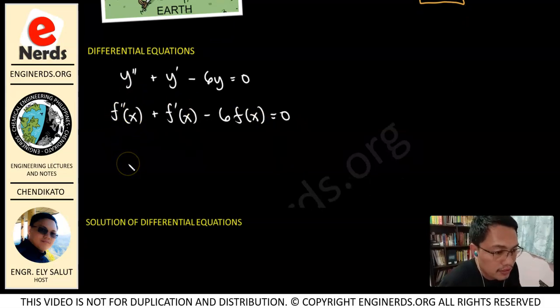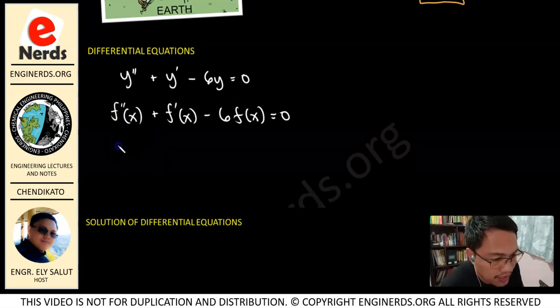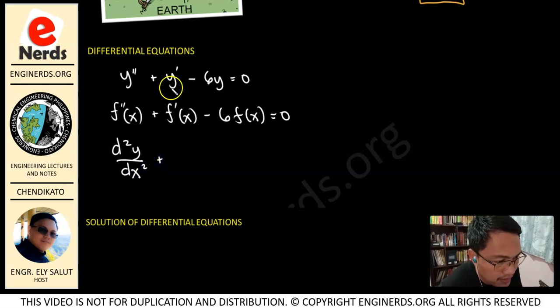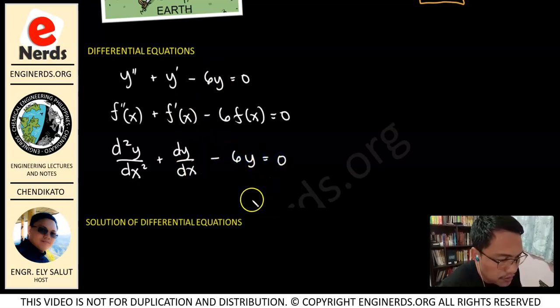Or, pwede rin natin siyang isulat by Leibniz form, di ba? We have d squared y over dx squared plus, so dito we have only y prime or derivative of y. So we have here dy over dx. Then we have minus 6y. And this is equal to 0.